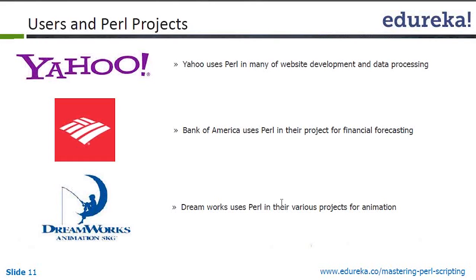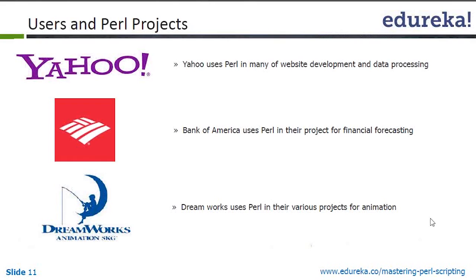One is Yahoo. As everybody knows, Yahoo is one of the promoters of Perl, and many of their projects use Perl, for website development, from the development of Flickr to any kind of ad targeting. Yahoo uses Perl very extensively, and most of their complete system is built on Perl. Bank of America, and a lot of investment banks like JP Morgan Chase, use Perl for their financial forecasting purposes.